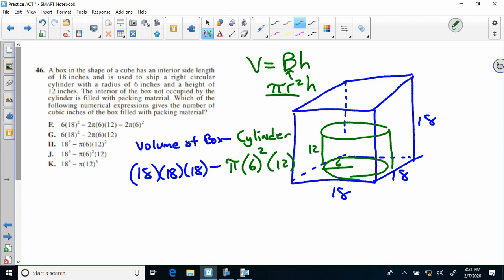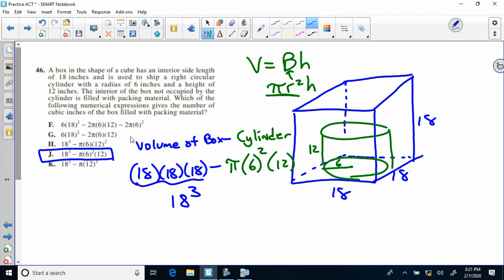is 12. And so if I'm looking at what they did, they said, all of them pretty much, not all, but a lot of them said 18 cubed. So 18 times 18 times 18 is 18 cubed. And they left the rest just like it is. So we are trying to find 18 cubed minus pi times 6 squared times 12, which looks about like that one, letter J. They didn't even make you solve it out and figure out what the number was.